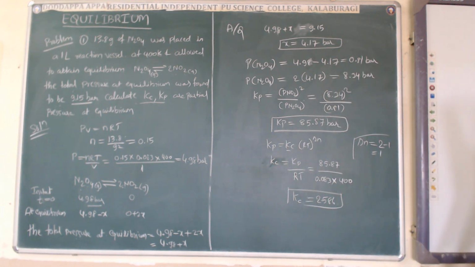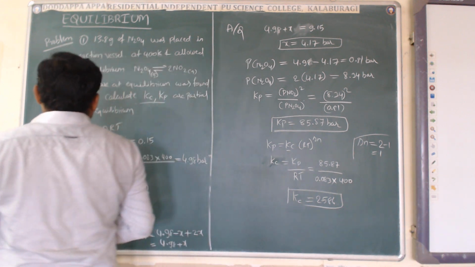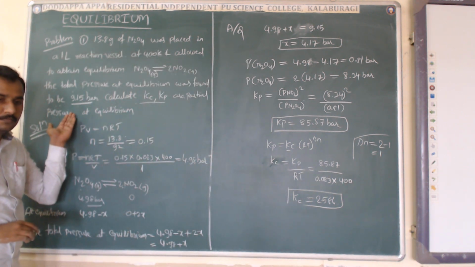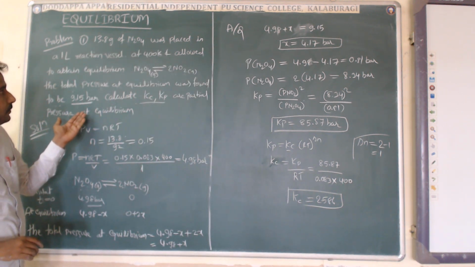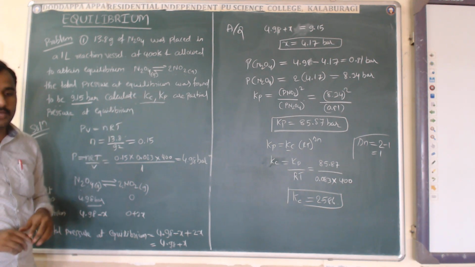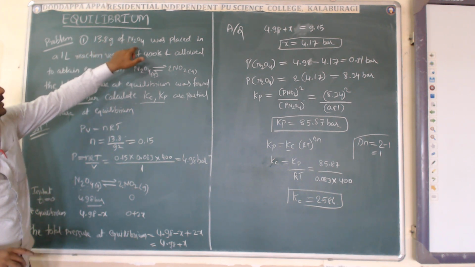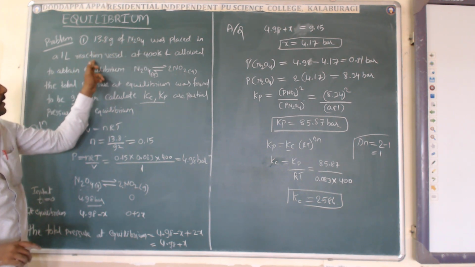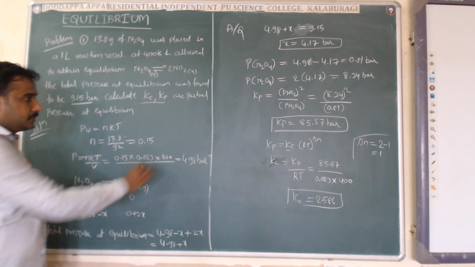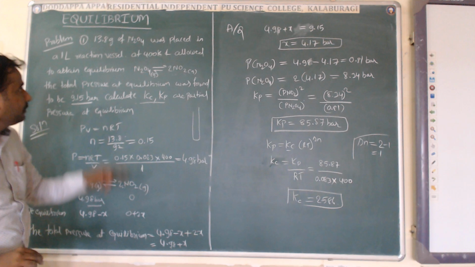Okay, I will explain this once again. In this problem, we calculate the Kc and Kp values. They are given that 38 gram of N2O4 was placed in a 1 liter reaction vessel. This is the reaction vessel. In that reaction vessel, what are they keeping here?